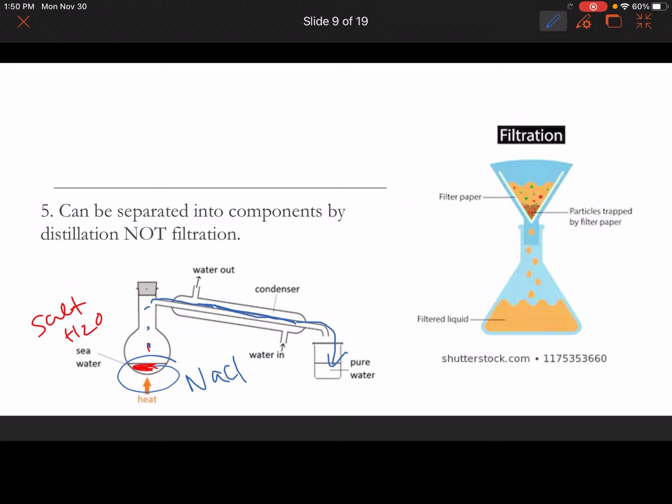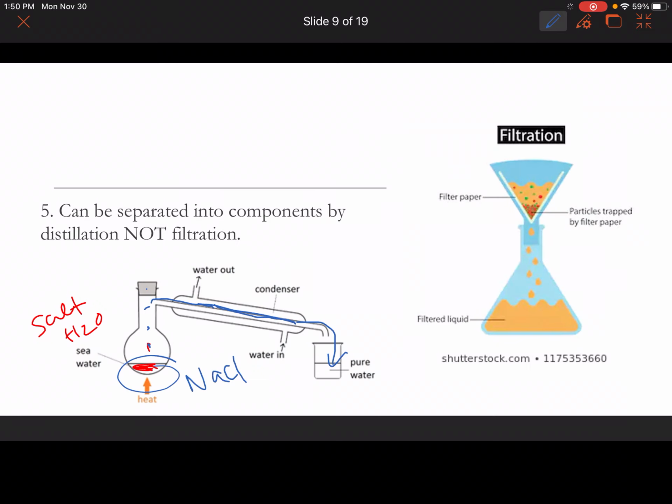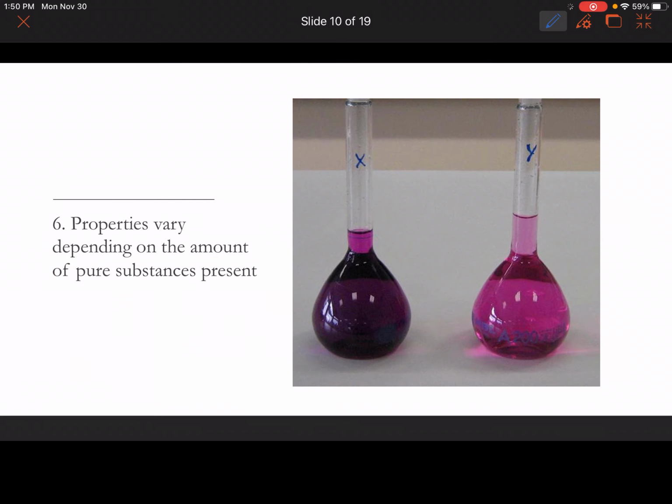So you can separate a solution through distillation. You cannot separate through filtration. Now, if you looked at this river, you could use filtration for this, right? If you poured this through filter paper, it would collect all the larger solid particles there, and then you'd collect the water in the bottom. So filtration, again, not for a solution, only distillation is going to work.